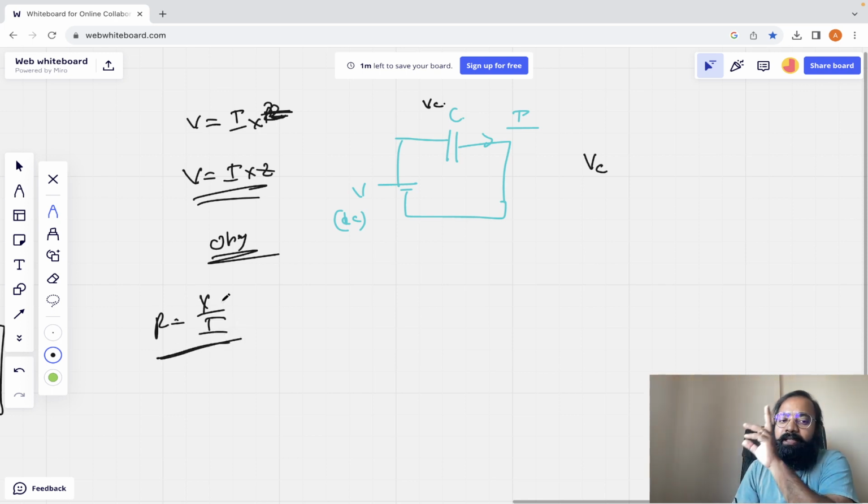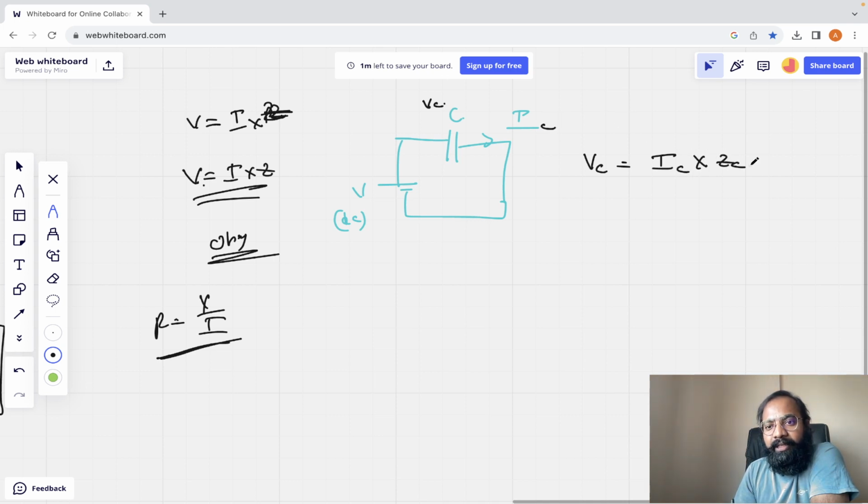If you tell that V is equal to IR, I is equal to V by R, all these things come under the Ohm's derived law. Okay, there is a difference. Okay, fine. That's not much important. So in the same way, the voltage drop across the capacitance is equal to the current flowing through the capacitance into the impedance of the capacitance. Okay, I hope that you guys understood, right?